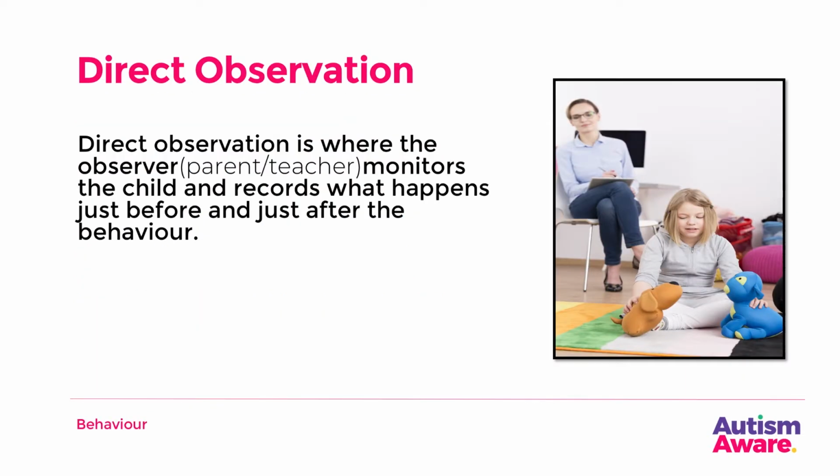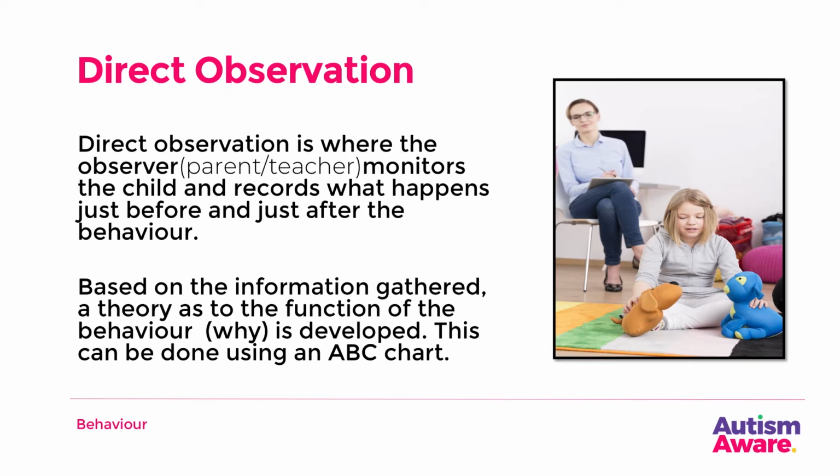Direct observation. Direct observation is where the observer, the parent or the teacher, monitors the child and records what happens just before and just after the behaviour. Based on the information gathered, a theory as to the function of the behaviour is developed. This can be done using an ABC chart.